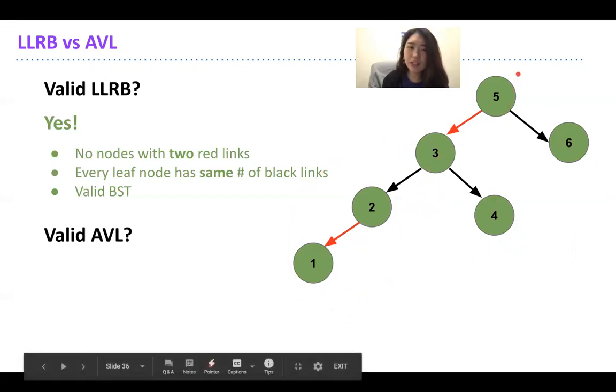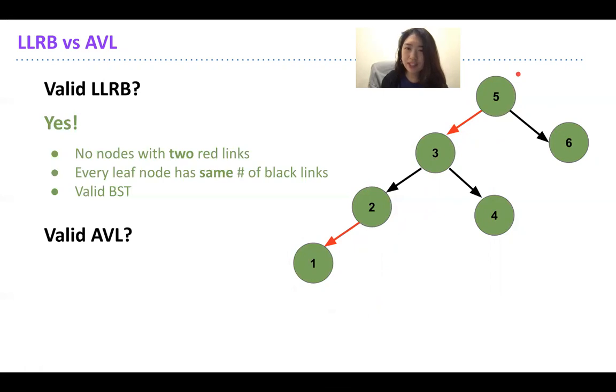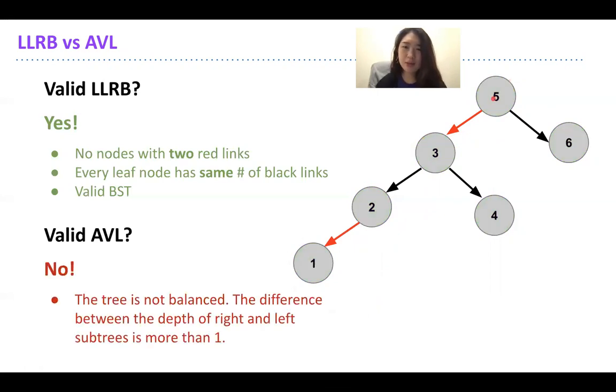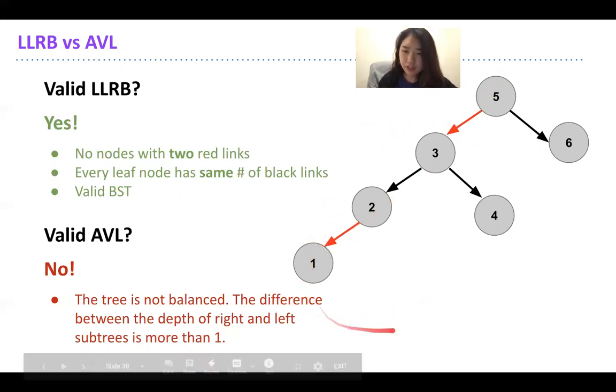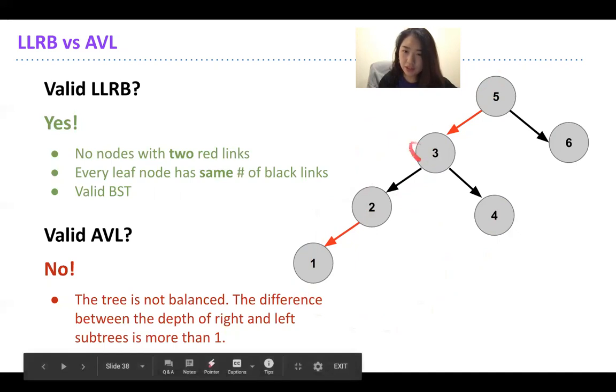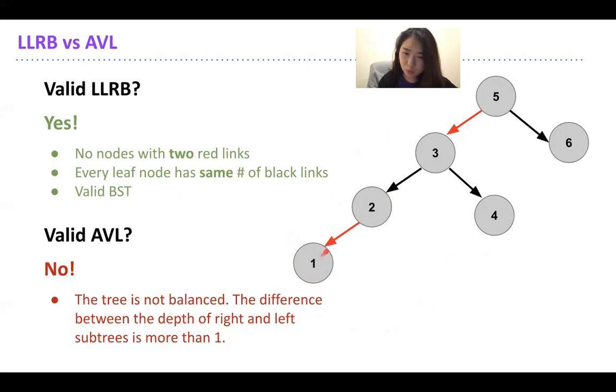So the next question is: is this actually a valid AVL tree? The answer is, unfortunately, it's not, because AVL has an invariant that emphasizes the height difference, the maximum height difference in the tree. Let's look at this left subtree first. Then this difference is 1 and 0, so that's 1, that's okay.